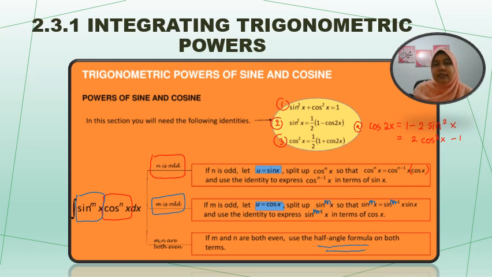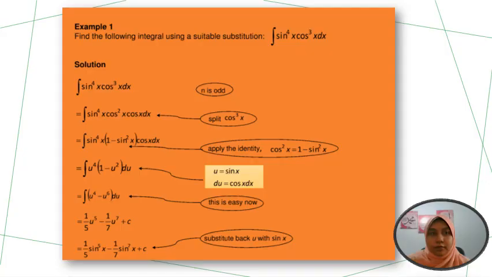Let's look at the example. Look at this first example. Find the following integral using the suitable substitution: the integration of sine x to the power of 4 times cos x to the power of 3 with respect to dx. In this case, the power of cos x is an odd number, the power of 3. So n is an odd number.